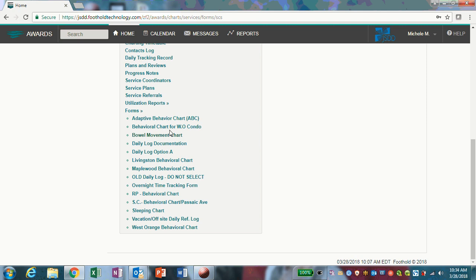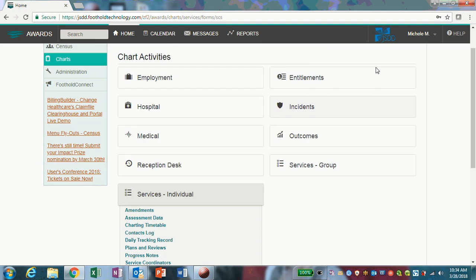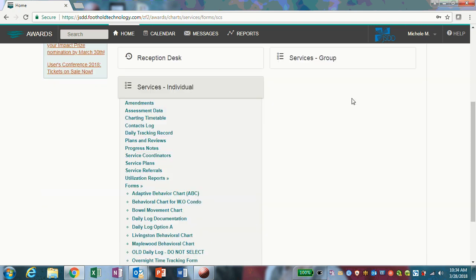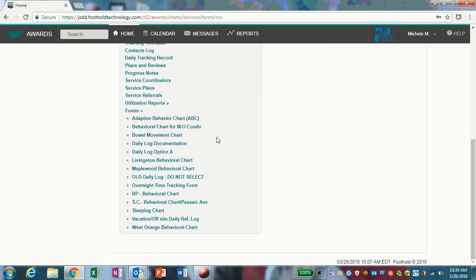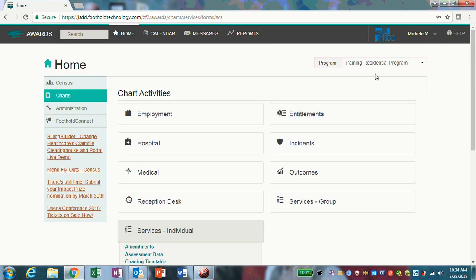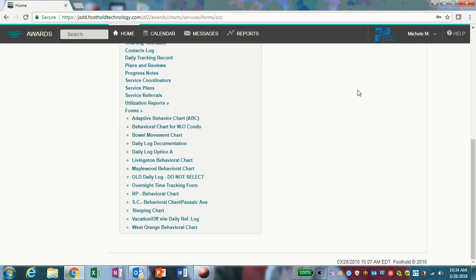Once I click there, you're going to see a list of different forms that have been created in your residential program that you're going to be in. You're not going to see as long a list, but because we're in the fake program, every single form that has been created is here. So what we're going to do now is hit daily log documentation.